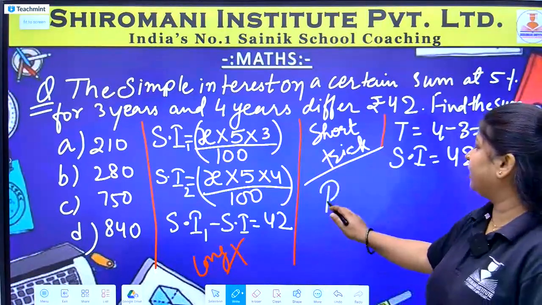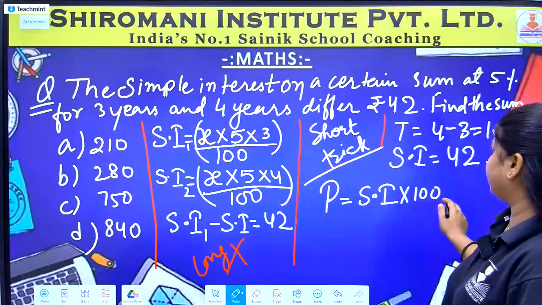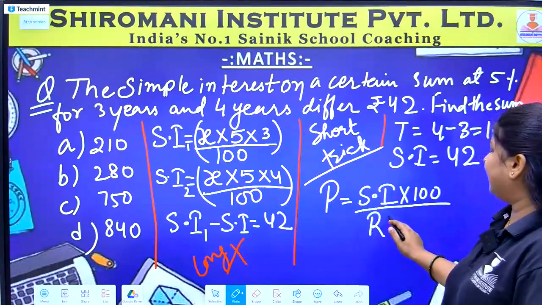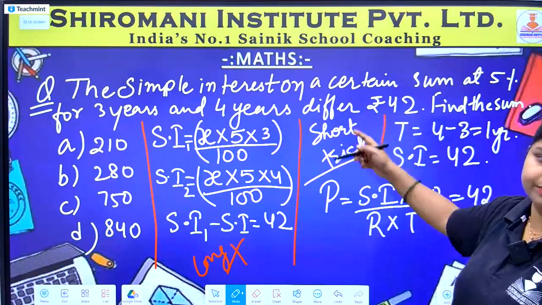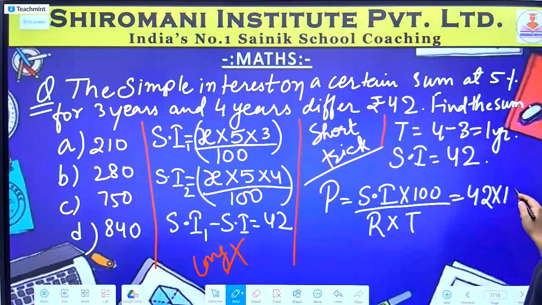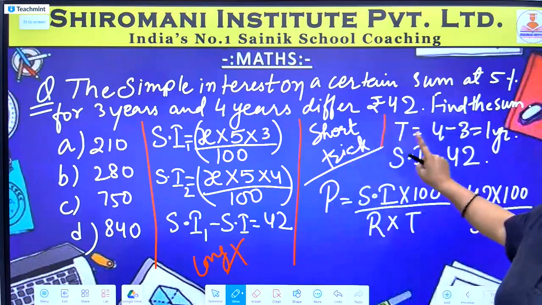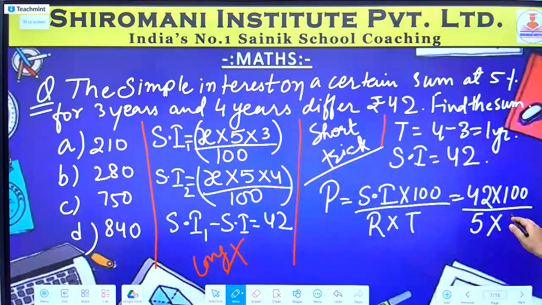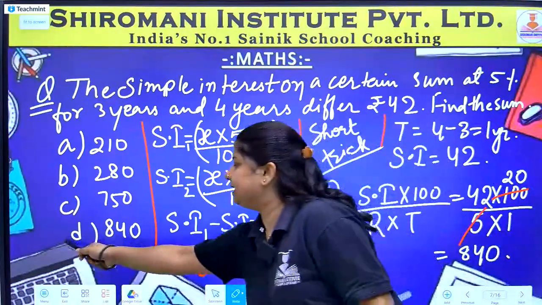I can easily calculate the principal using this short trick formula, SI into 100 upon R into T, because simple interest is 42 given in the question. 100 ki jagah you will write 100. Rate of interest is 5 and time is how much? Time is 1 year. 4 minus 3, 1 year. Now you can easily simplify it. 5 1 is 5 and 5 into 20 is 100. 42 into 20 is 840. Option D is your answer.